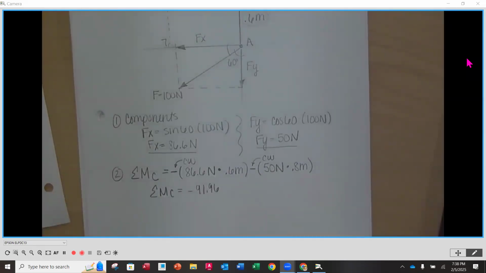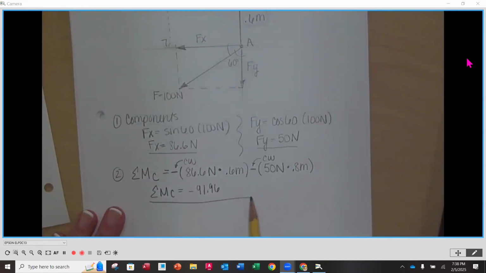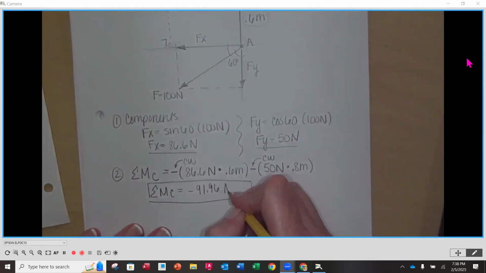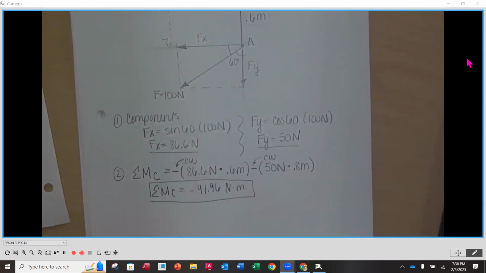So I'm done, right? Is that good? I have my negative in front, I have my 91.96. Anything else? Well, what do I need? I heard newton meters. Newton meters, my units. Don't forget to add your units.